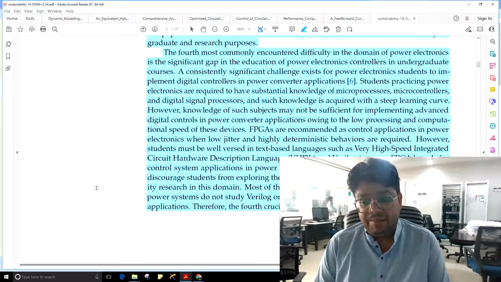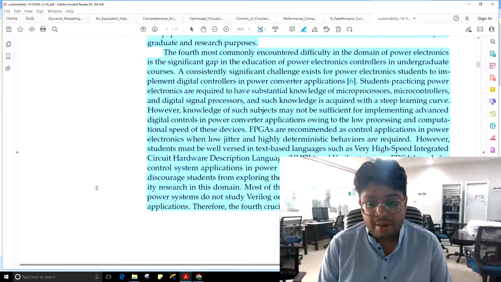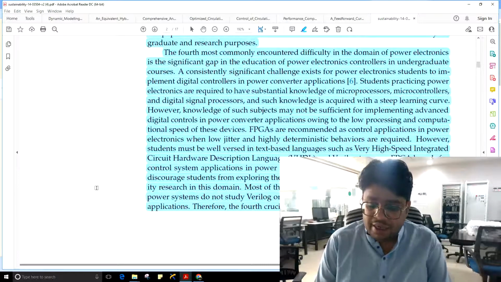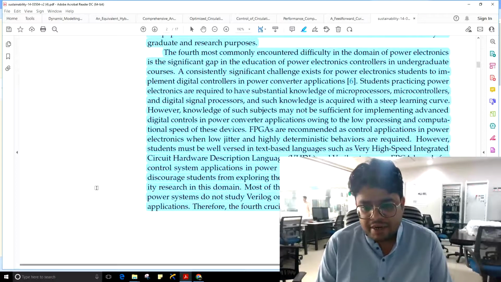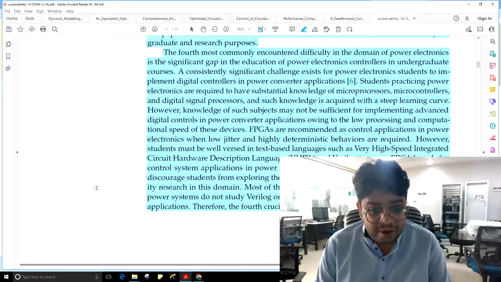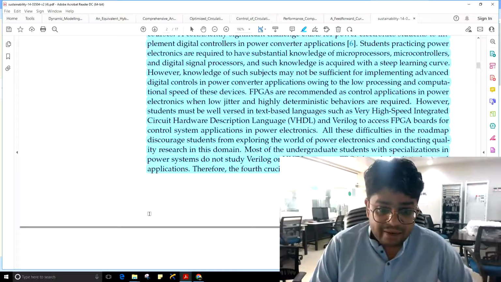Now basically, learning FPGA and programming them using low-level text-based languages VHDL or Verilog is itself a challenge, and most of the electrical power students sometimes do not study VHDL or Verilog, so they have problems with FPGA, and FPGA expertise is an issue for power engineering students. Most of the undergraduate students with specialization in power systems do not study Verilog or VHDL to access FPGA boards for detailed control applications.